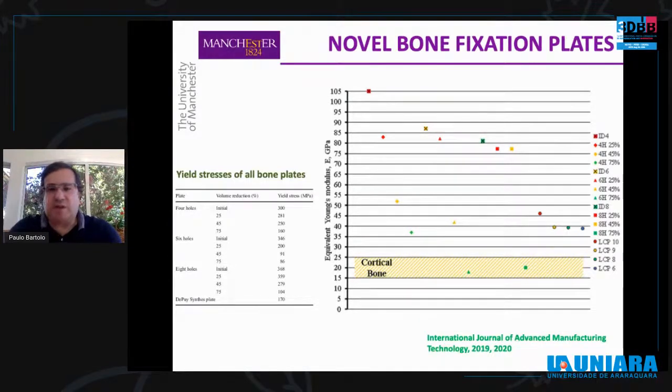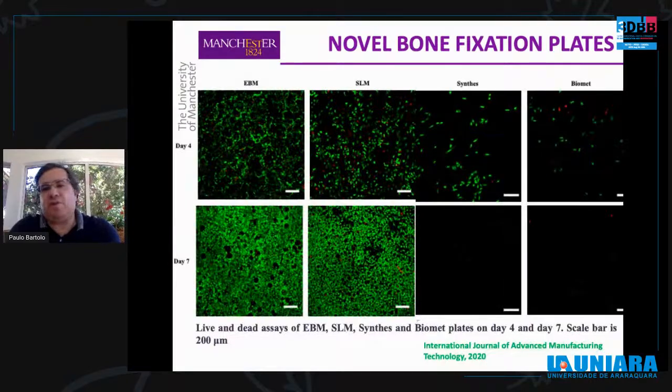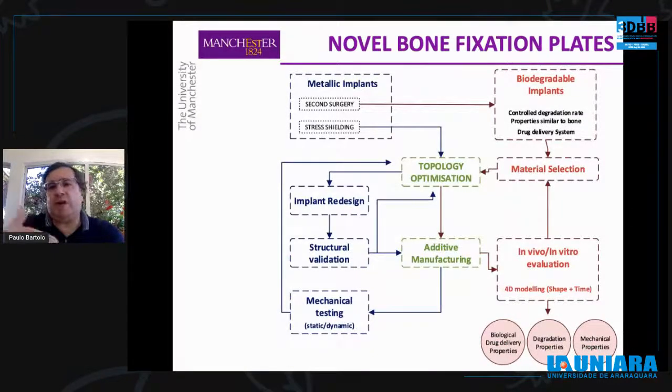with these results. We also studied the plate-cell interface and compared the results with commercially available plates. And again, the results were very, very positive, showing that without any post-processing operations, our plates were able to create a much better interface with cells than commercially available plates. So with this project, we solved the stress shielding problem. Now we are focusing on the second problem, which is related to the second surgery.